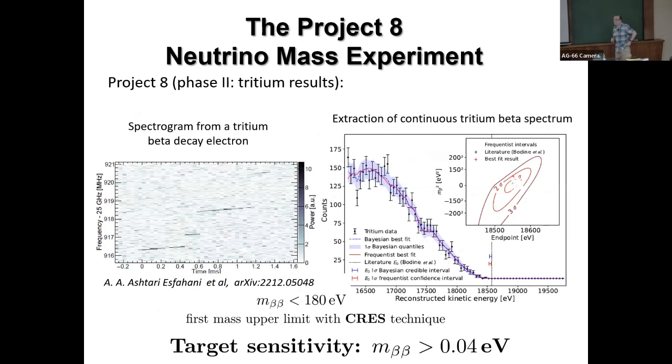They have worked on phase 2 of this kind of experiment, which is using tritium, and they have obtained a similar spectrogram. They have extracted a continuous tritium beta spectrum, but this is the prototyping phase, of course. And they have obtained this kind of limit at the level of prototyping. The target sensitivity is 0.04. The target sensitivity for scattering, forget the upper limit, is 0.2 electron volts. So this is more or less 1 order of magnitude better than scattering.